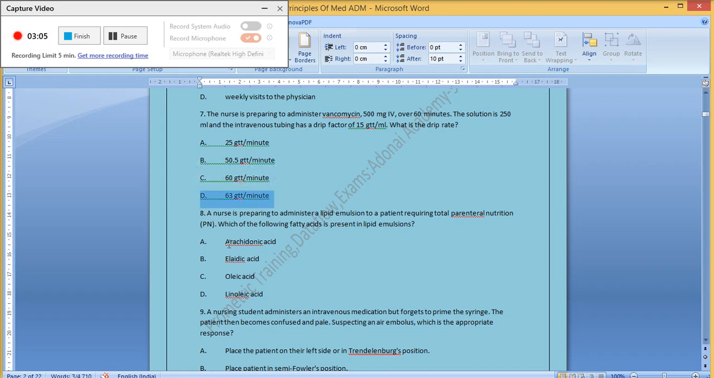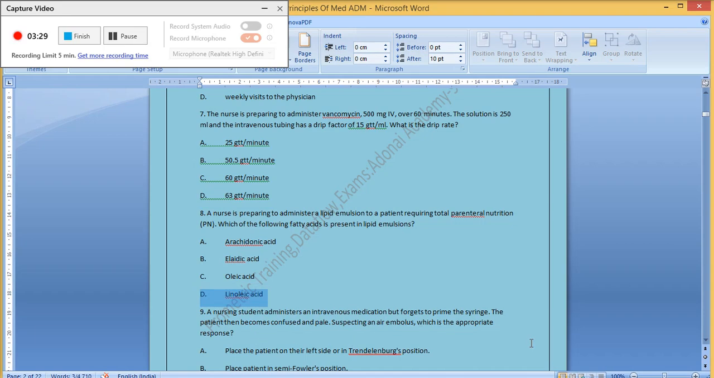63 GTT per minute. A nurse is preparing to administer a lipid emulsion to a patient requiring total parenteral nutrition. Which of the following fatty acids is present in lipid emulsions? A. Arachidonic acid, B. Allylic acid, C. Oleic acid, D. Linoleic acid. The correct answer is linoleic acid.